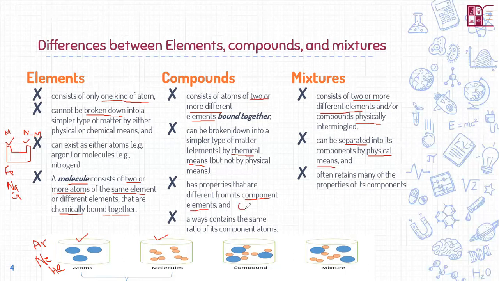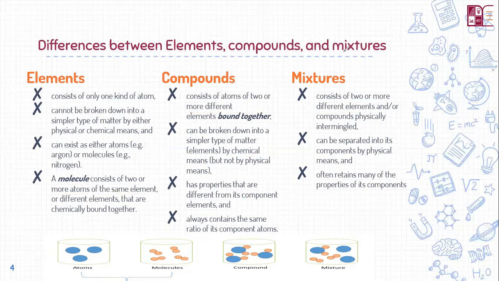For example, carbon dioxide. Carbon and oxygen both have different chemical and physical properties. But when they are combined together to form carbon dioxide gas, the carbon dioxide gas will have different properties. Whereas if I talk about mixtures, they retain the properties of their own component elements. So this is the difference between all three of them.